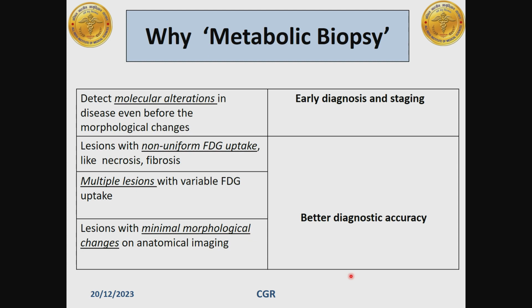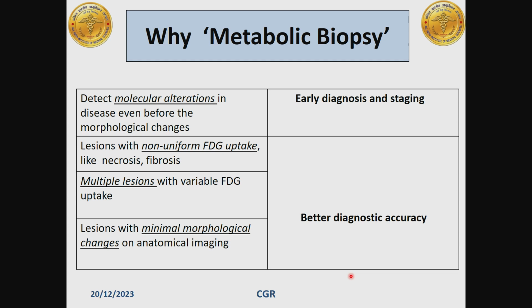It is taking the tissue sample from an area of highest radiotracer uptake. So the radiotracer which we are going to discuss throughout our presentation would be the FDG, because it's the most common PET radiopharmaceutical in use. So what is the need of the metabolic biopsy?